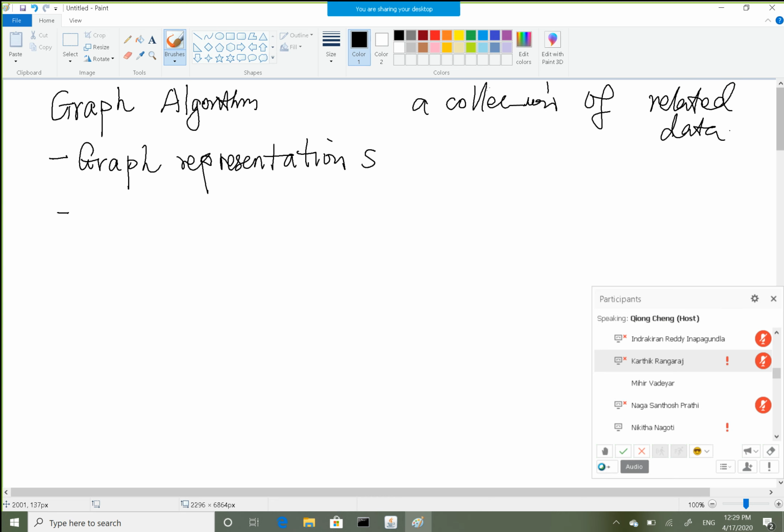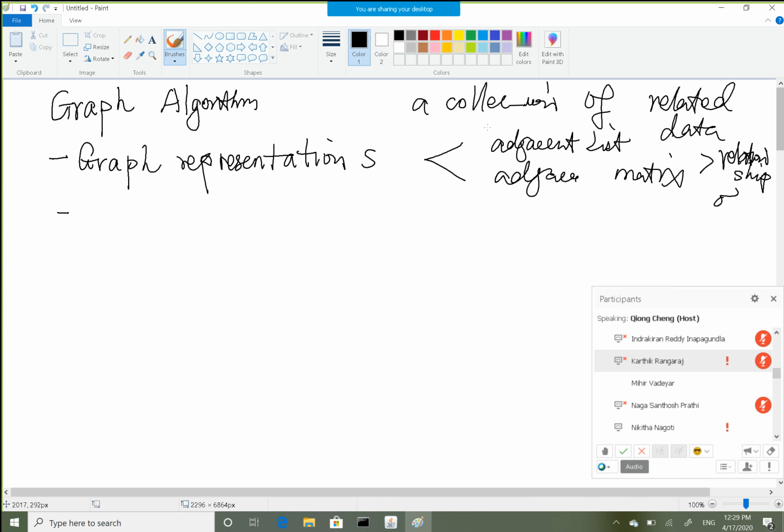And then we have different representations. We talk about adjacency list and adjacency matrix. Both are used to emphasize how to represent a relationship, right? How to represent this relationship of data. And these are the different methods.